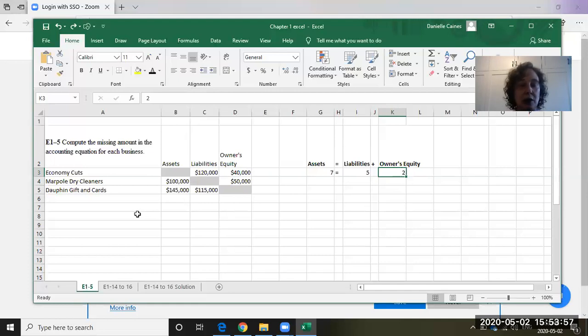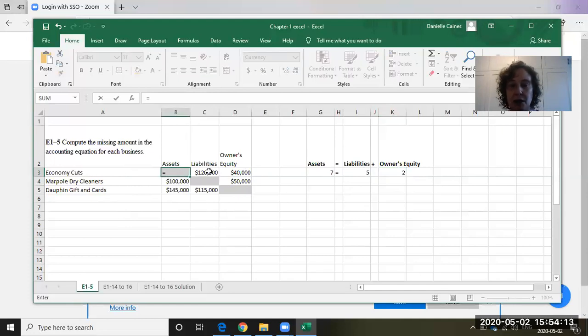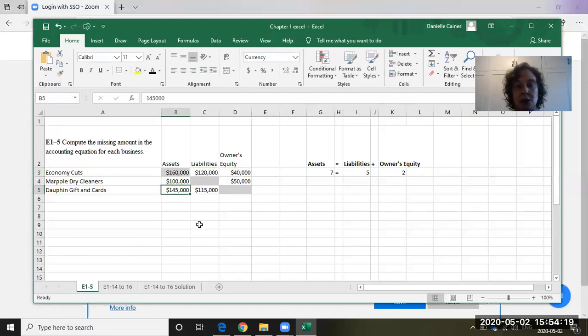So let's take a look at our problem. First one, Economy Cuts. They don't have the assets. So they're saying the liabilities are 120,000, that's what we owe, and the owners own 40,000. So if we need to calculate the assets, we're going to add these two together. So we're going to add the liabilities plus the equity. So it's 160,000. So if we have $160,000 in assets, 120 is owed and 40,000 is owned by the owners.